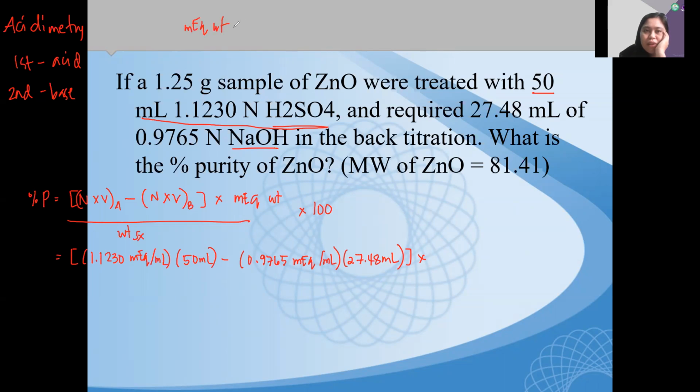So milli-equivalent weight is equal to the molar mass over F times 1,000. So our molar mass is already given. Molar mass is also the molecular weight. So we have 81.41 grams per mole divided by the F. So what will be the F of zinc oxide? Let me see if you can still remember how to get the F.